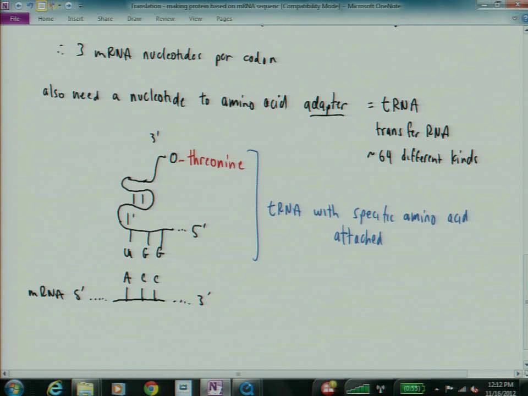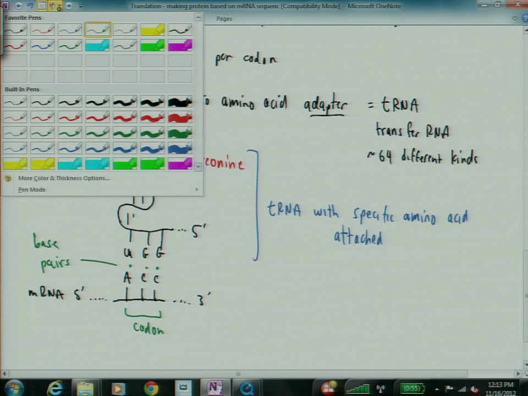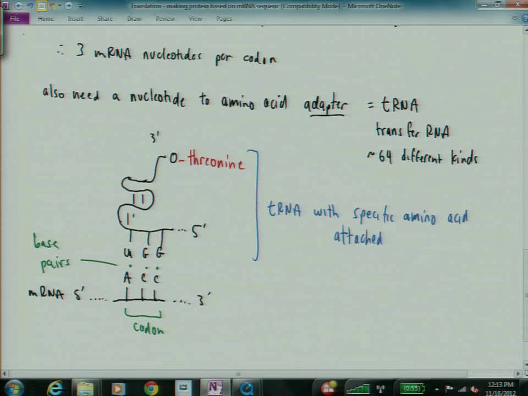So how does translation work? Base pairing, right? Because you've got base pairs down here. I'll draw them in some color. Let's do it in green. There are base pairs. So one end of this molecule base pairs with the codon on the RNA, and the other end has the amino acid in question attached. Questions about that guy before we talk about details of how the whole process really works?